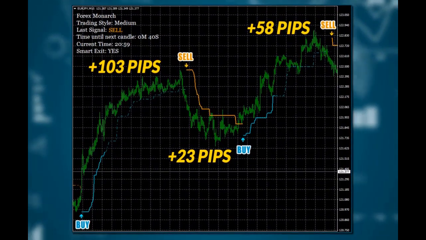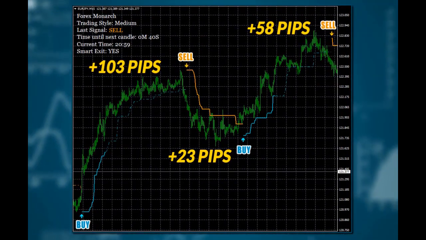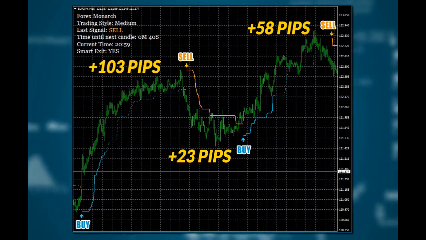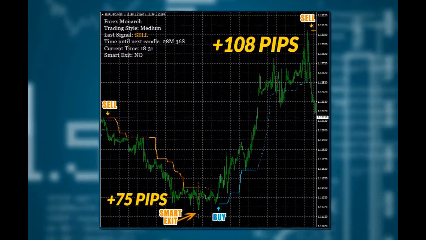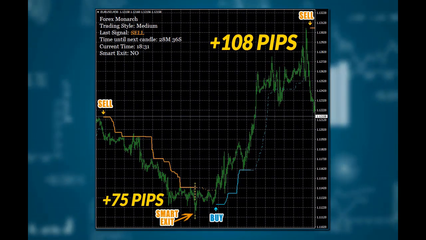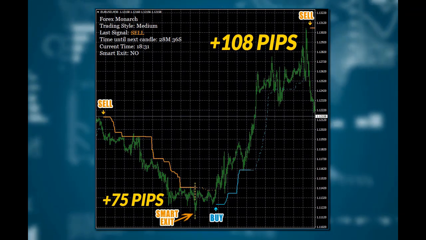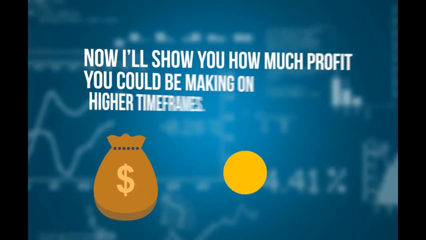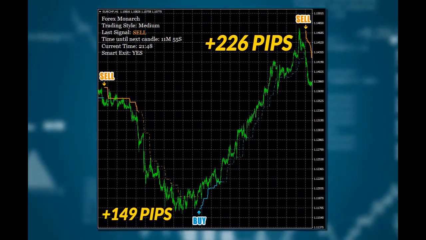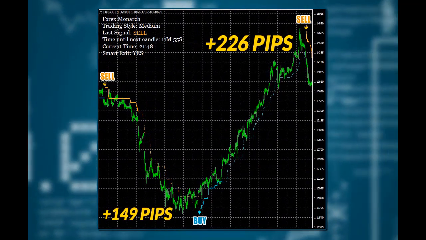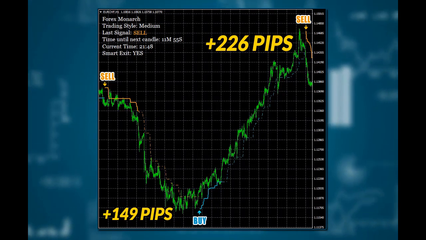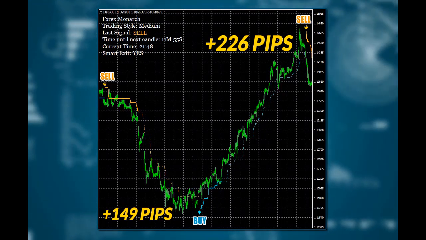Let's start from Euro Japanese Yen on 15 minutes. 2 buy and 1 sell trades, resulting in over 180 pips profit. Euro US dollar 30 minutes. 75 pips with the help of smart exit, and 108 pips from a big uptrend movement. Now I'll show you how much profit you could be making on higher time frames. Here is Euro Swiss franc 1 hour, 149 and 226 pips. Forex Monarch literally knows where the price will go in advance.